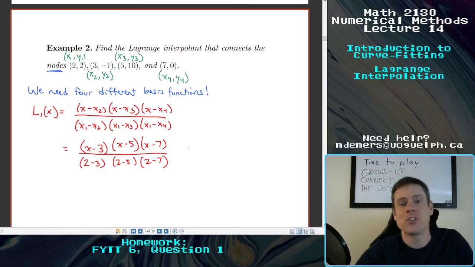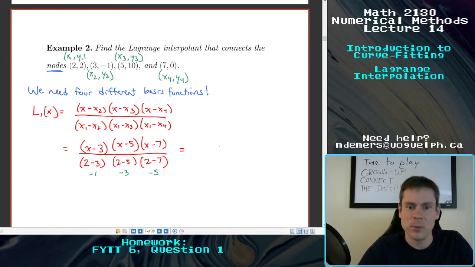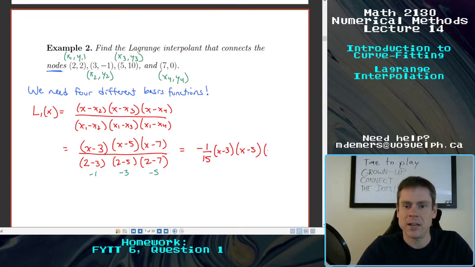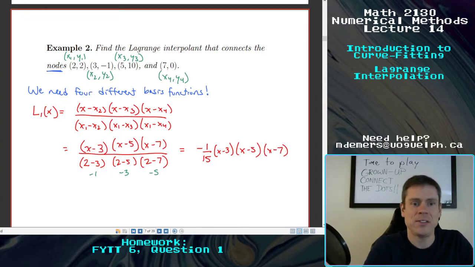Of course, the bottoms are just numbers, and we could multiply those together. So this is just doing some quick math here. This is minus 1, this is minus 3, this is minus 5, and the multiplication of those three, I think it's negative 15. So we get here negative 1 over 15, x minus 3, x minus 5, and x minus 7. So this is our very first basis function.